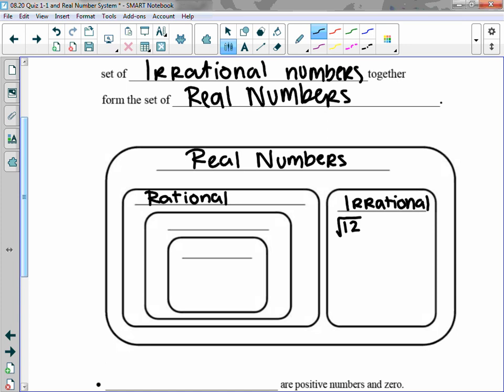We did it on our warm-up. Square root of 12. We also did square root of 92, right? Anybody know that famous irrational number? 53? 34? No, those are whole numbers. Pi. Pi is an irrational number.